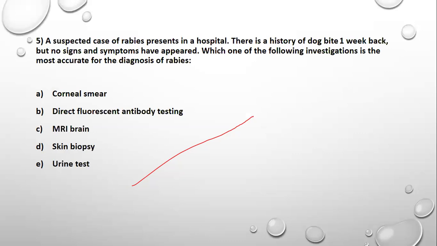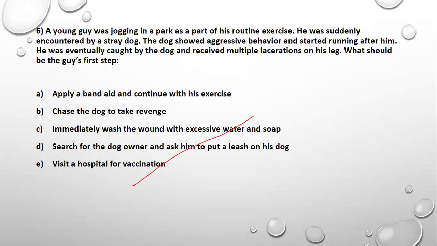A suspected case of rabies presents in a hospital. There is a history of dog bite 1 week back, but no signs and symptoms have appeared. Which one of the following investigations is most accurate for the diagnosis of rabies? A, corneal smear, B, direct fluorescent antibody testing, C, MRI brain, D, skin biopsy, or E, urine test? The correct answer is B, direct fluorescent antibody testing.